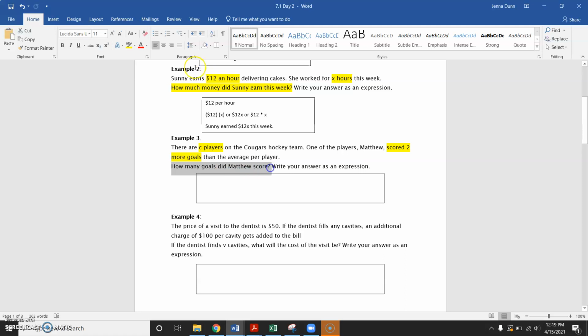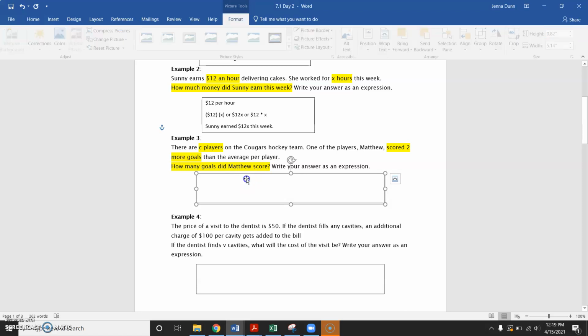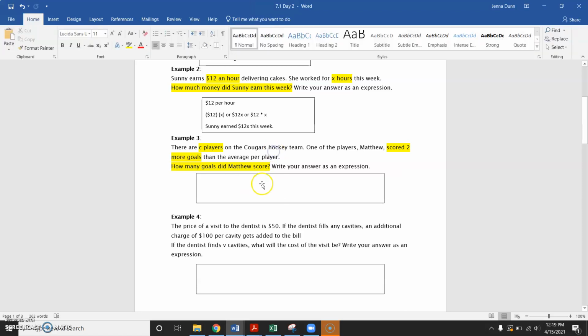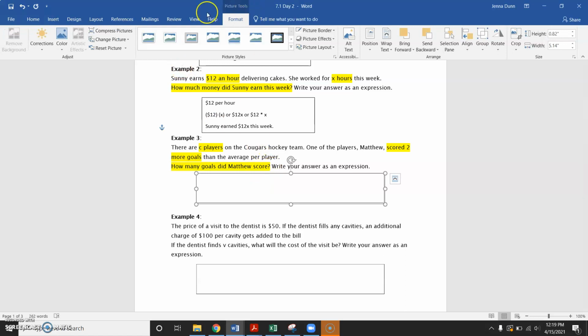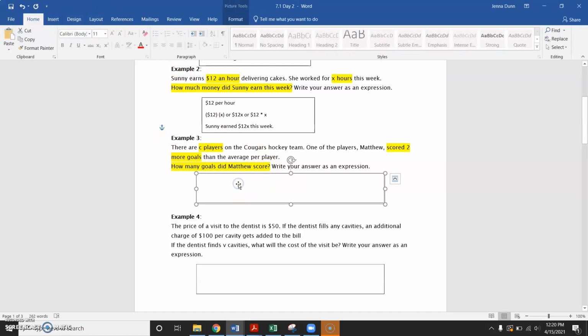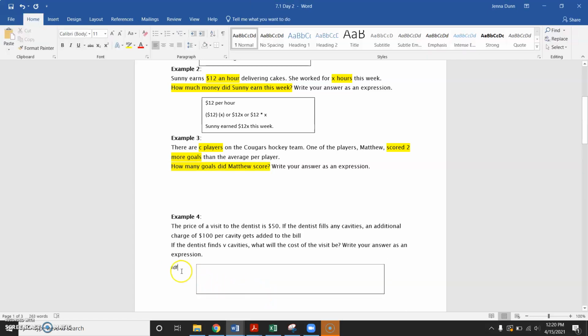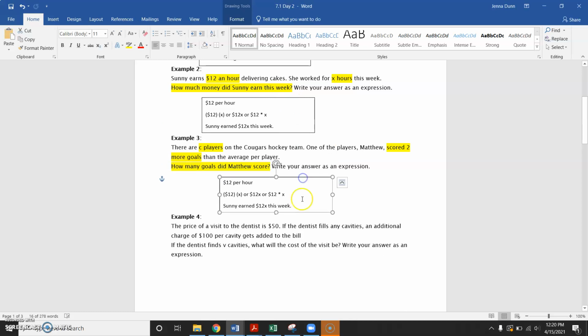And how many did Matthew score? It's not letting me click in that. Why not? Super weird. Okay. I'm going to copy this and paste it.